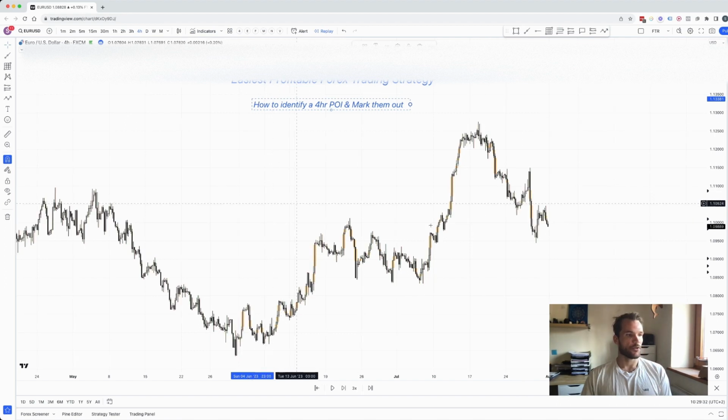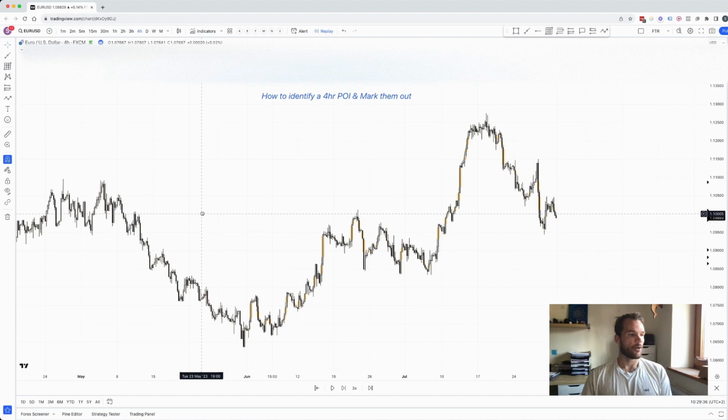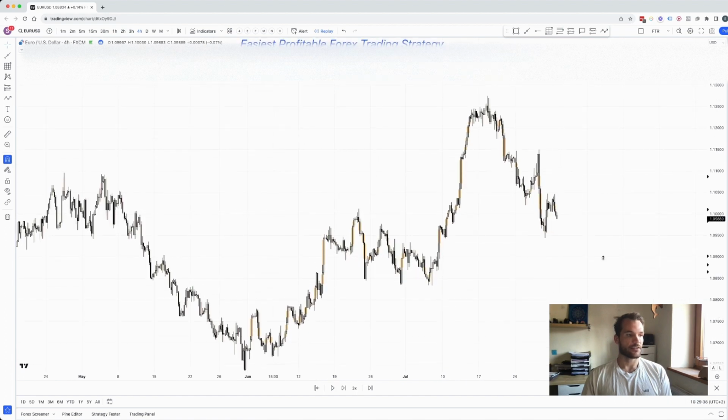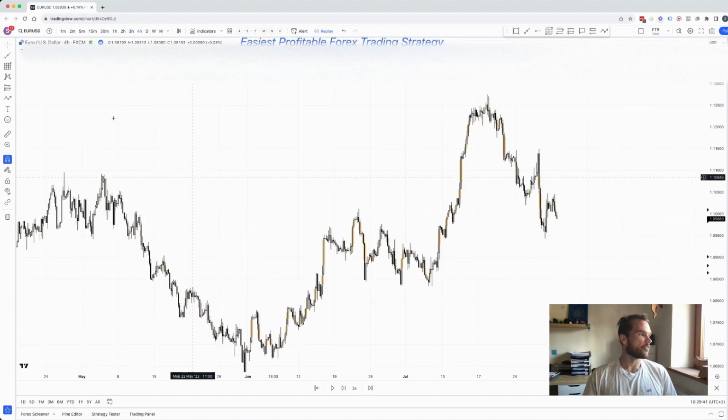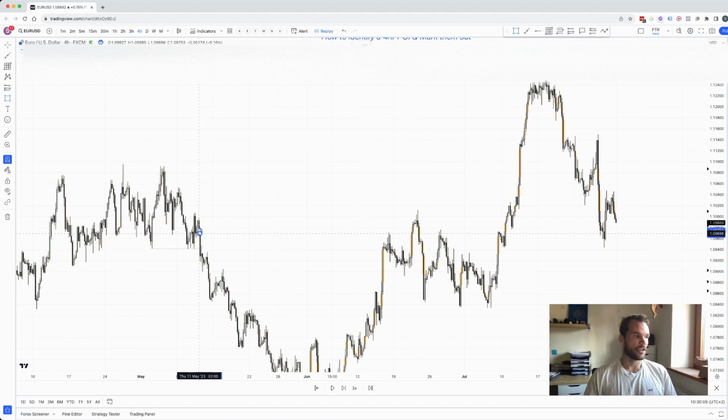Pretty much what we're looking for, it doesn't have to be recent. It just has to be any 4 hour area that was involved in an area that broke structure. So here we can see we had quite a big break of structure all the way over here, and we're looking at unmitigated areas of interest. Usually it's like the last bullish candle. I sometimes, you know, cover the wicks as well on the next candle if it has.